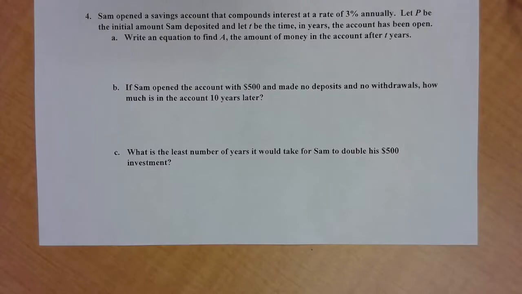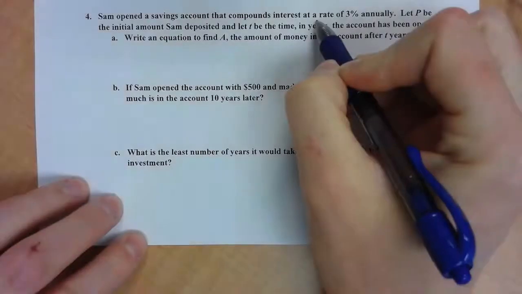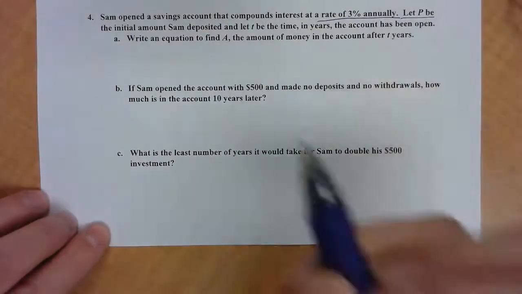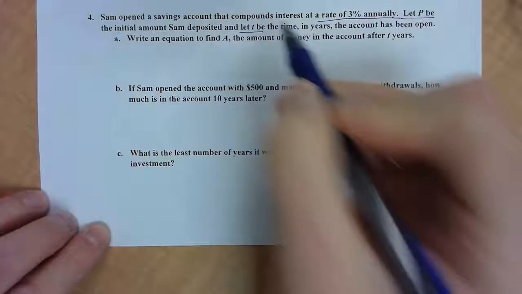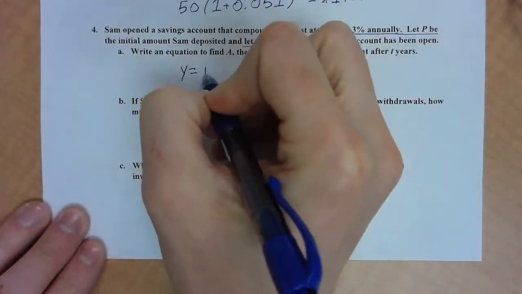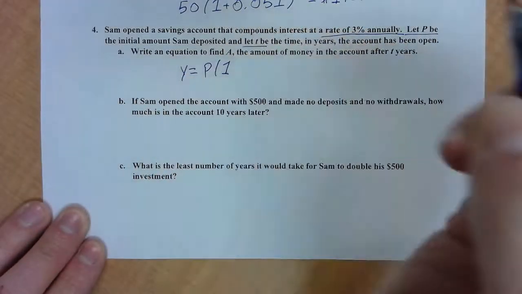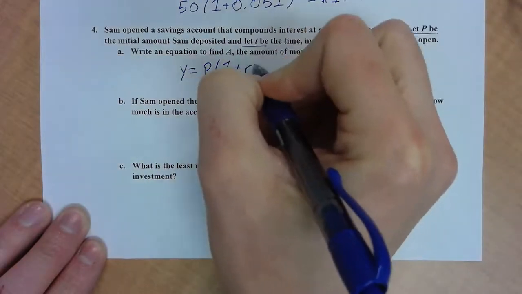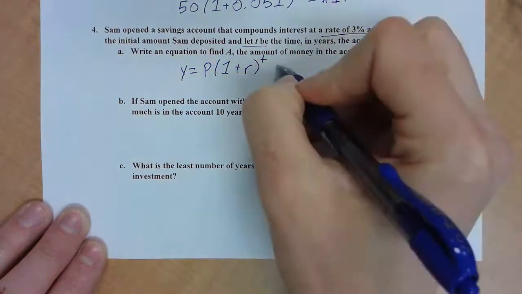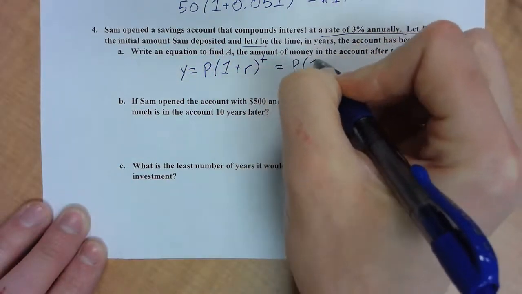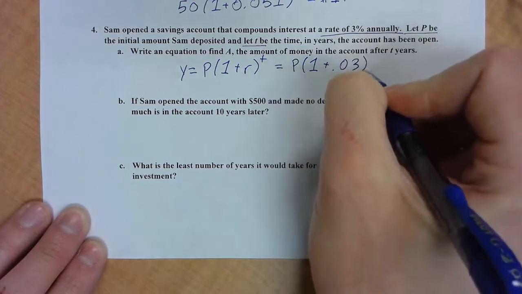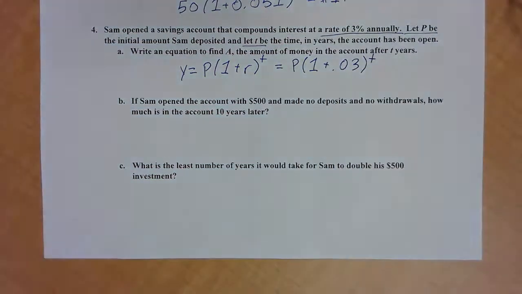So if we run an equation here, we have our 3% increase, and we have P for principal amount and T for time. So pretty easy, we can write our equation here as Y equals P times 1 plus R to the T, or we could use the percent they gave us as 1 plus 0.03 to the T, using what we already know.